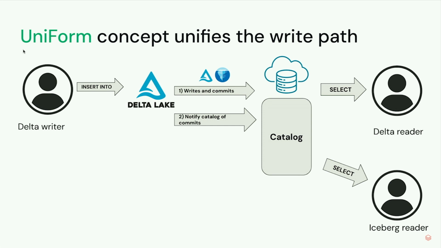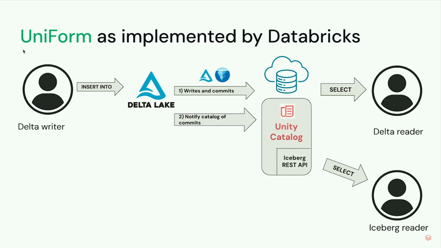The idea is that you can write once, and then read from both Delta readers and Iceberg readers, with Iceberg metadata that's generated on a UniForm-enabled table. This is a table feature. You just enable it on the table, and then we'll start automatically generating Iceberg metadata to enable you to read from that same table from Delta readers or Iceberg readers.